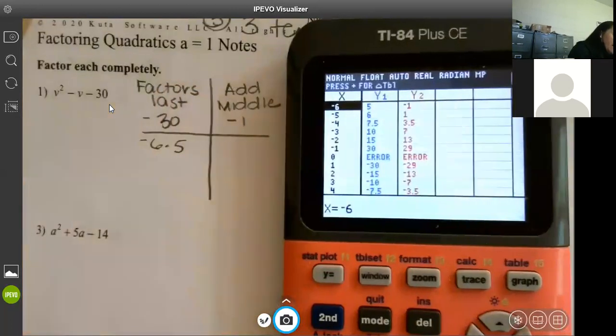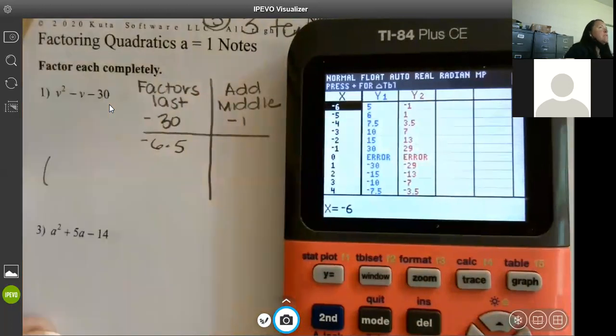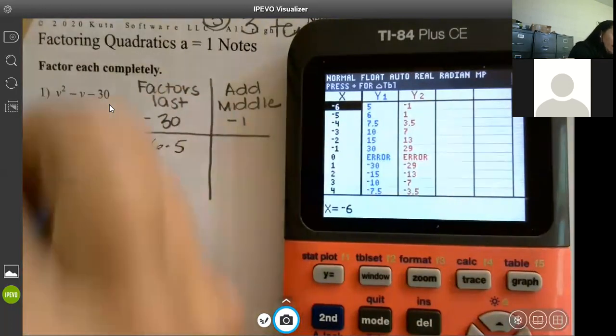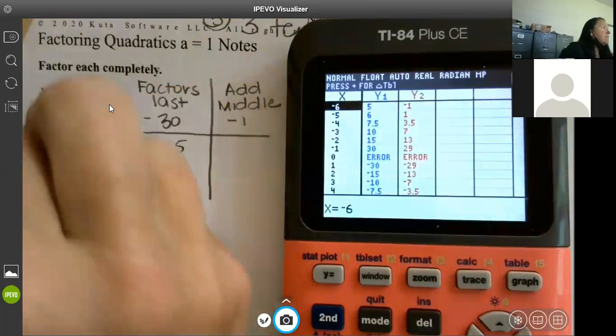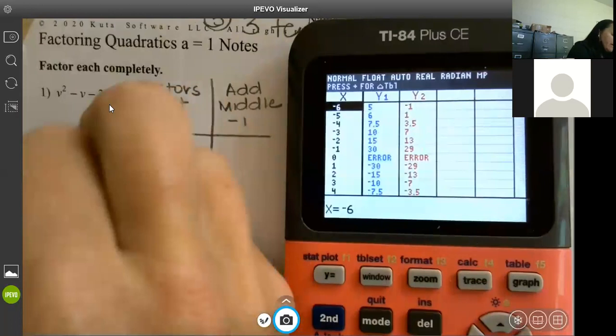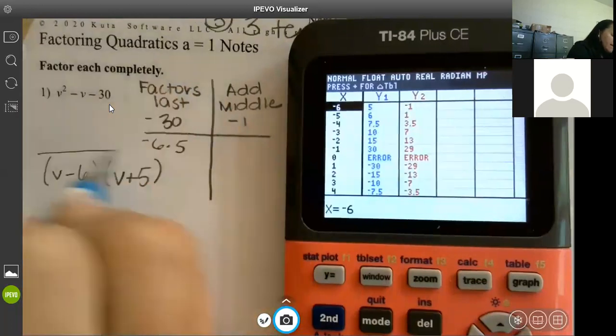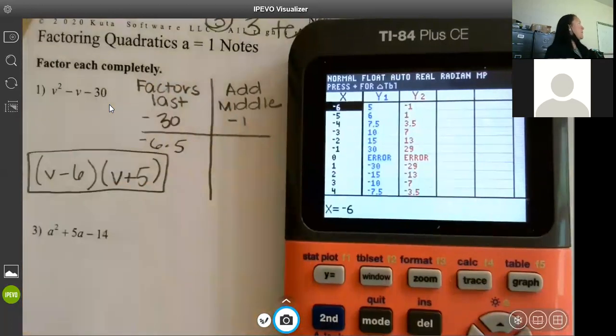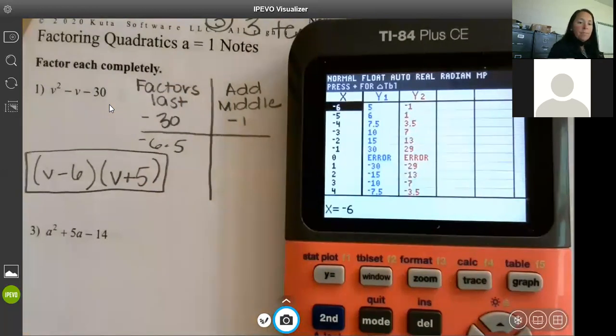So here's how you finish your answer. What letter are we using in this problem? We had a b and a negative 6. A b and a positive 5. That is it. I told you, if you could do the part in the calculator, you're going to be fine.